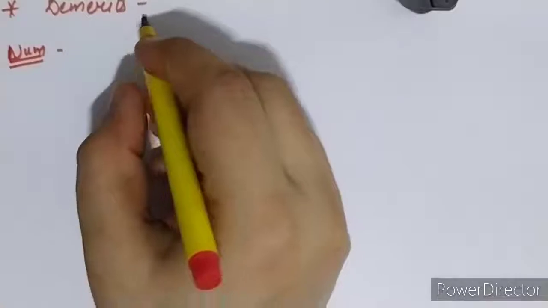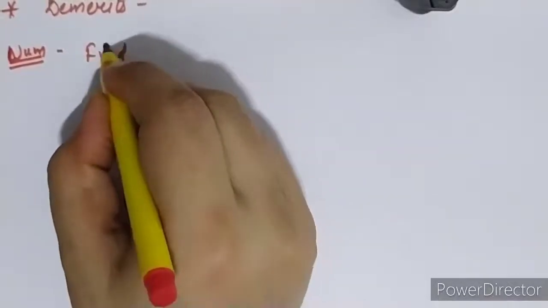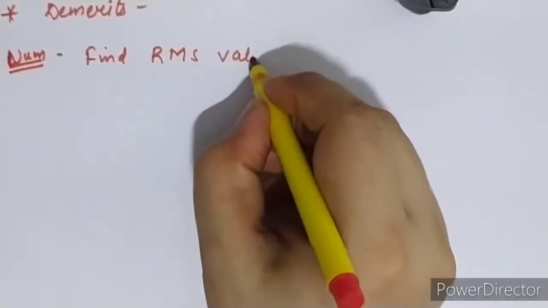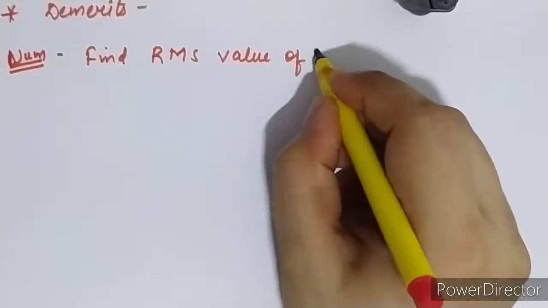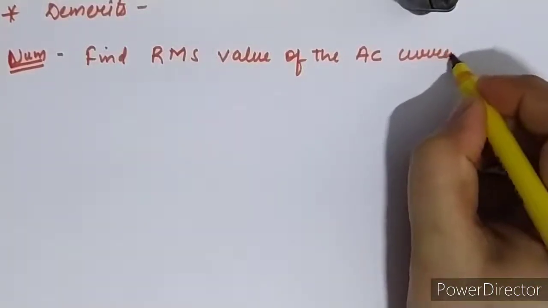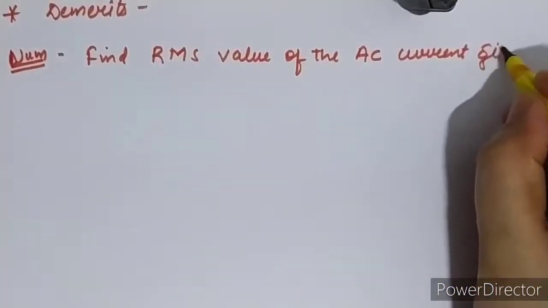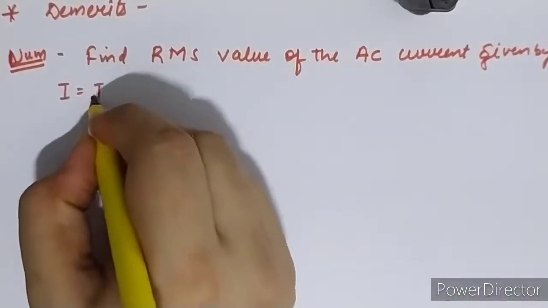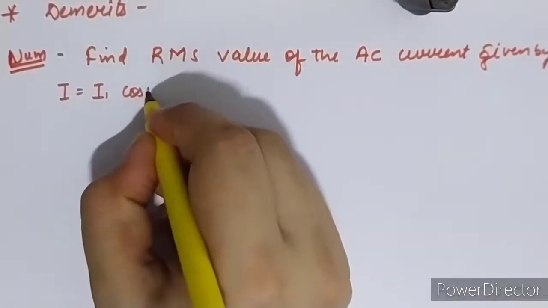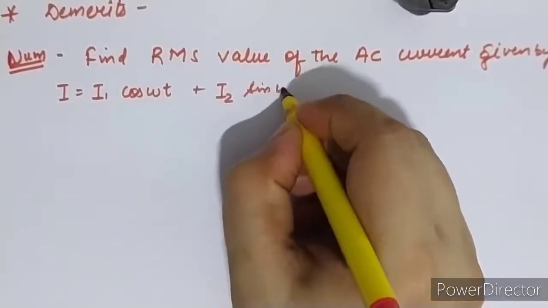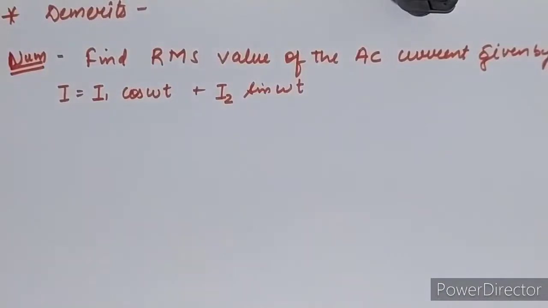The first numerical is: find the RMS value of the AC current given by I equals I1 cos omega t plus I2 sin omega t. This is the numerical. You have to find the value of IRMS.